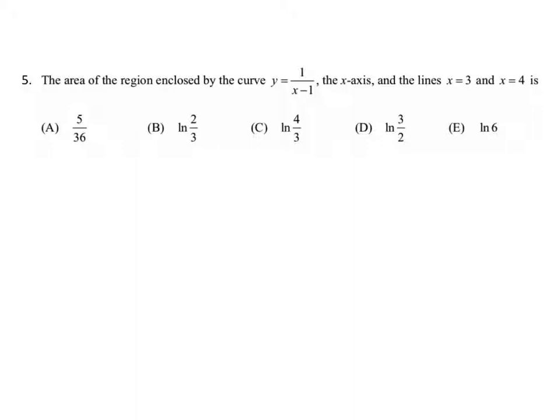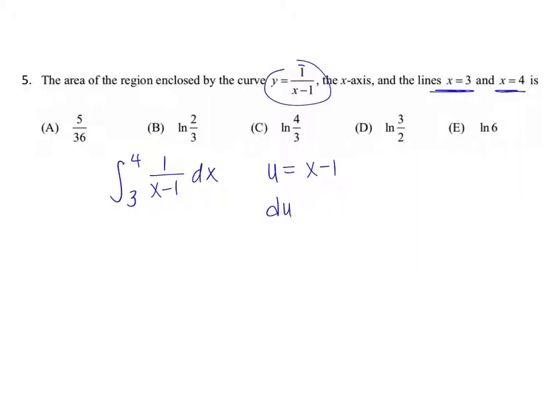Okay, so our next problem is an area problem. And with this area problem, notice that they've already given us the boundaries from 3 to 4. And they've given us the curve, so whether or not we draw this, it's really not going to make that big of a difference. So we're going to just go ahead and integrate from 3 to 4 of 1 over x minus 1 dx. And so for this one, we can choose to do a u sub if you want to, and let that u be x minus 1. So du/dx equals 1, and so du equals dx.